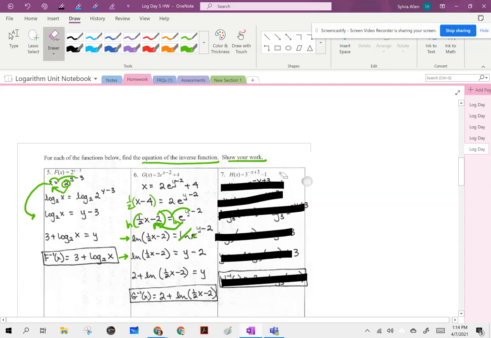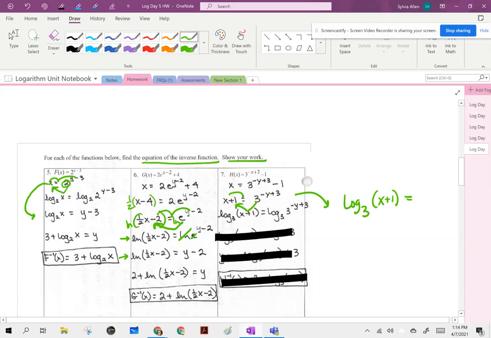Okay, so from here, we're going to replace x and y. I'm going to add 1. Okay, now what we're going to do is go ahead and raise both sides to that log 3, or again, log 3. The argument is x plus 1, and it equals negative y plus 3, which is exactly what you get after you do that step.